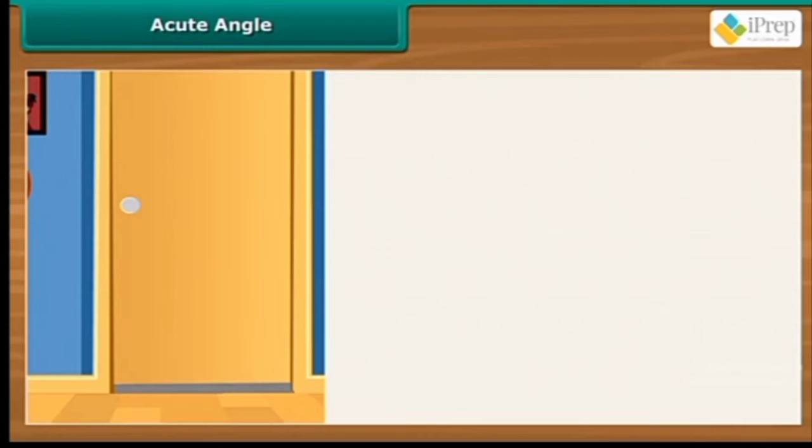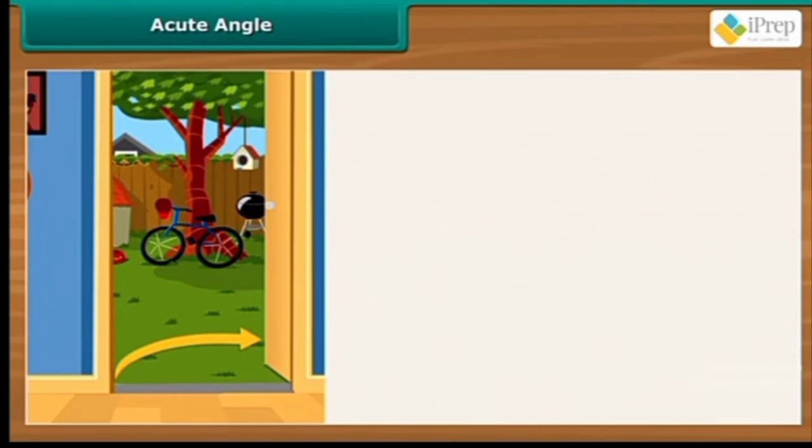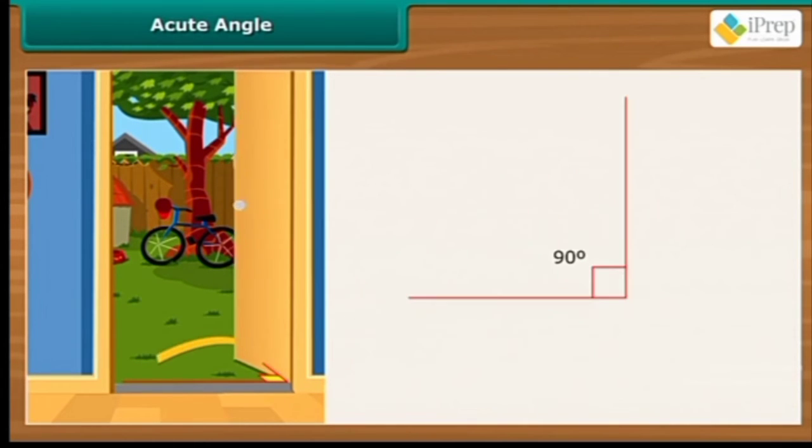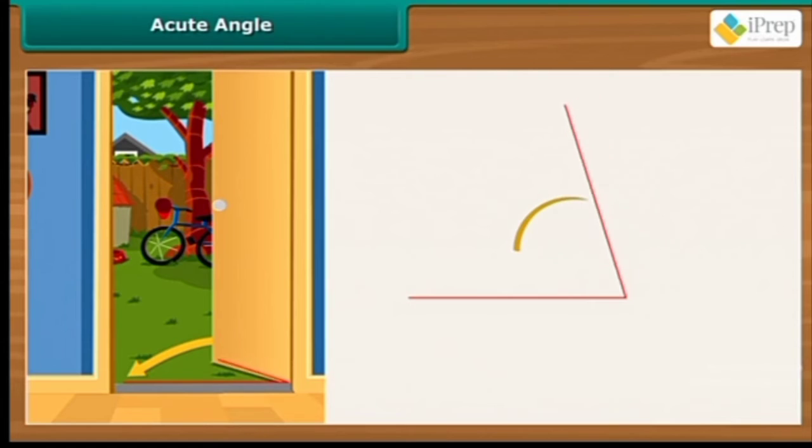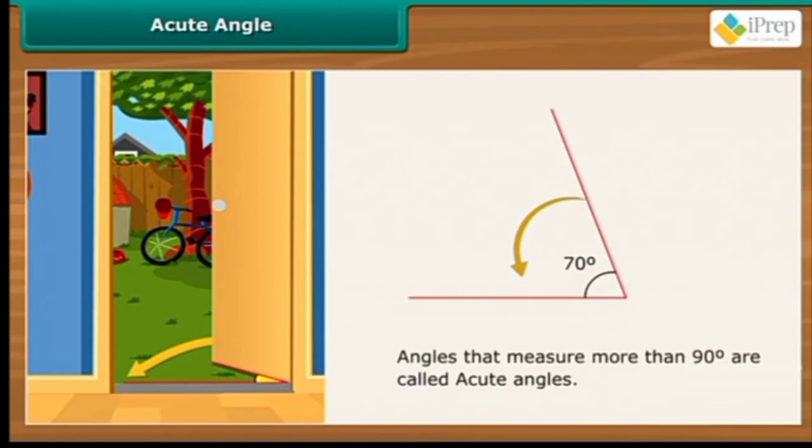Look at this picture of an open door. Can you identify the angle that it makes with the ground? Yes, 90 degrees. Now shut the door slowly. Can you identify the angle that it now makes with the ground? You're right, less than 90 degrees. Angles that measure less than 90 degrees are called acute angles.